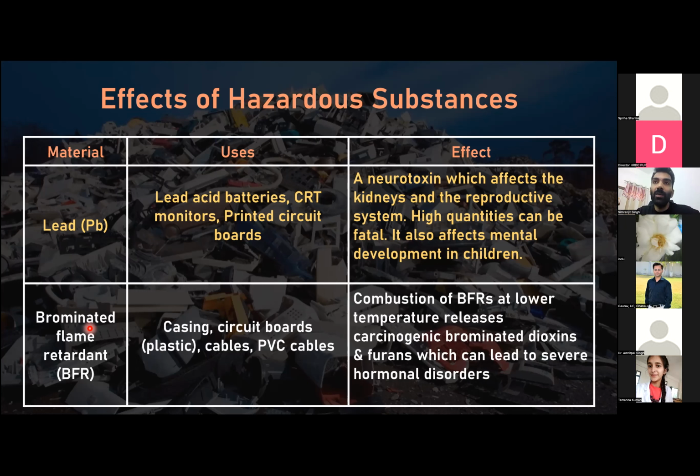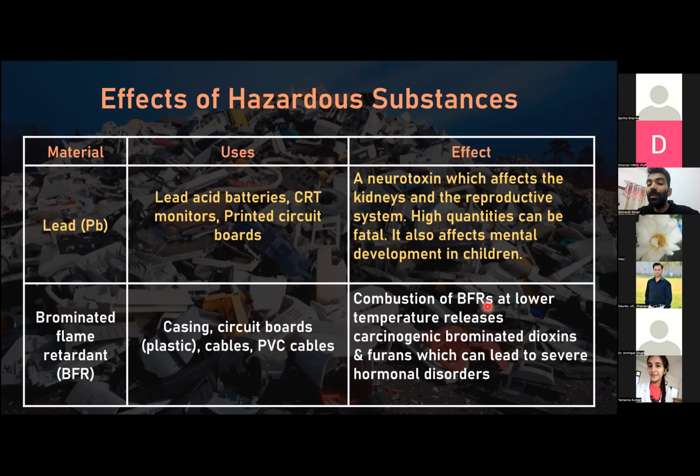Brominated flame retardants. Have you ever realized your laptops get so heated up sometimes, but they don't catch fire? Sometimes you'll touch your laptop and feel that it's so hot, it almost feels like it's on fire, but it never catches fire. It is because of these substances called brominated flame retardants. This type of plastic is flame retardant, so it doesn't catch fire and protects your devices. So in that sense they are good, and they are used in casings, circuit boards, cables, and PVC cables. So now, what are their harmful effects?